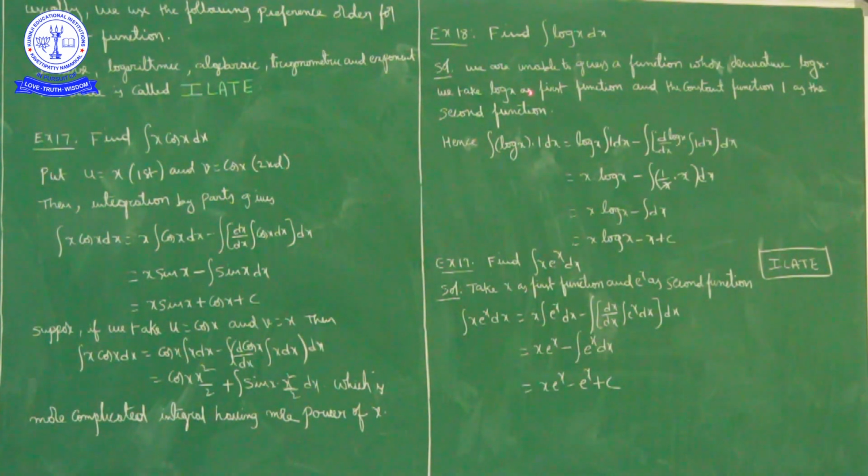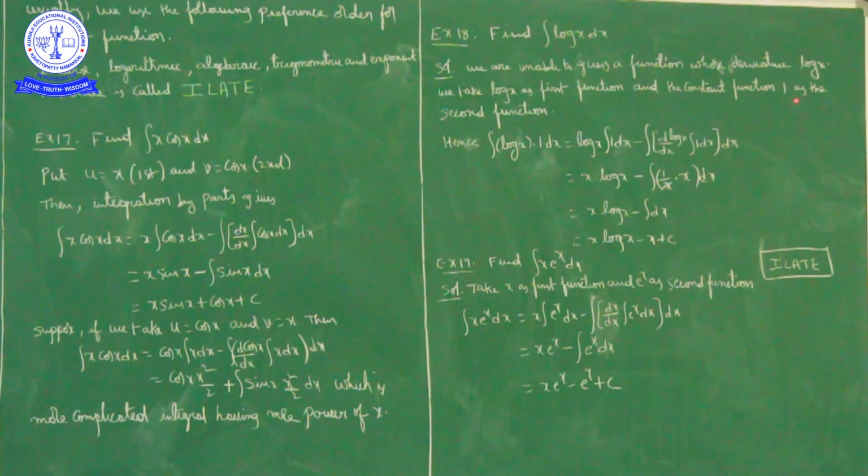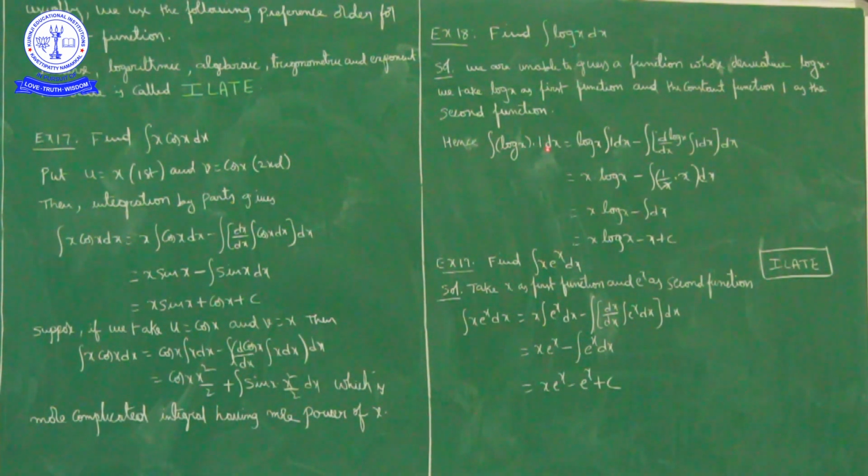We take log x as first function and constant function 1 as the second function. So what will we get? Integral of uv is equal to first function into integral of second function minus integral of derivative of first function into integral of second function dx.